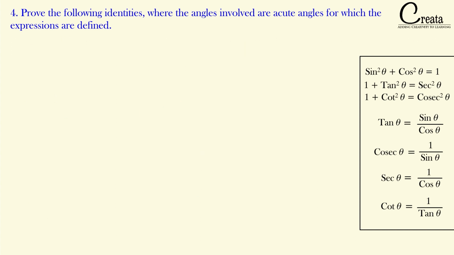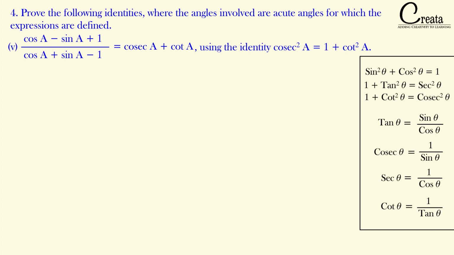Let's move to part 5. (cos A minus sin A plus 1) upon (cos A plus sin A minus 1) equal to cosec A plus cot A, using the identity cosec square A is equal to 1 plus cot square A. So this is the question. Firstly, let's observe the question. In the left hand side, we are having the terms in sine and cos form, while on the right hand side, we are having the terms in cosec and cot form.